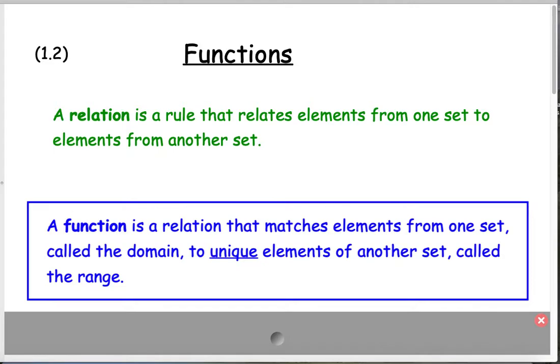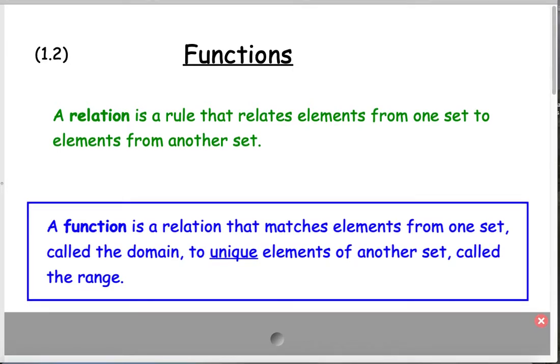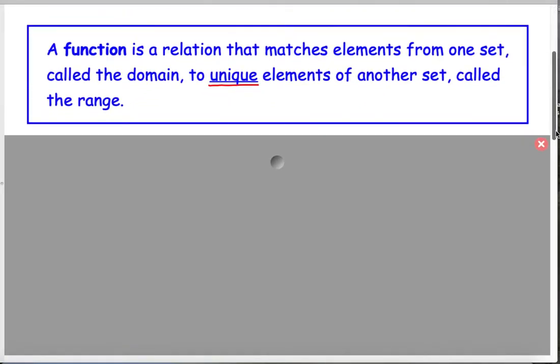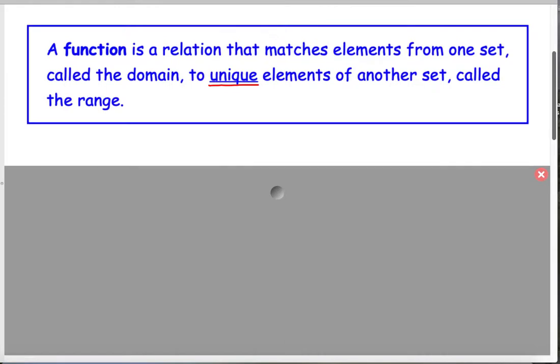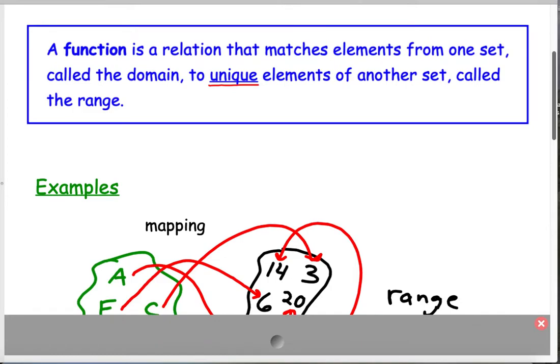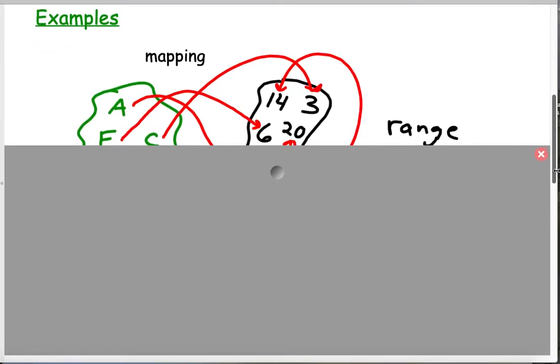A function is a relation, but it matches elements from one set, which we call the domain, to, and that's the important word here, unique elements of another set called the range. And that whole concept of a unique matching from domain to range. Basically what that means is that every element of your domain can only match with exactly one element in the range. You can't have something in the domain matching with more than one thing in the range. So we'll look at a lot of different examples to make sure that the idea is clear.